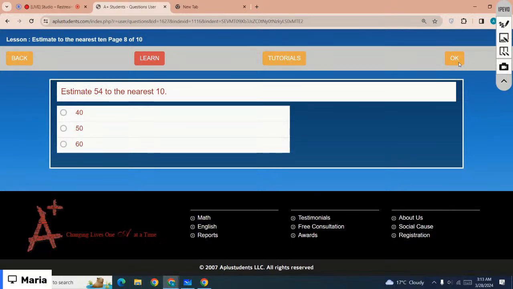So 54 is rounded to... 50, right? That is less than the halfway. So you can round off 54 to 50. The correct option is 50, right? No one is answering why.